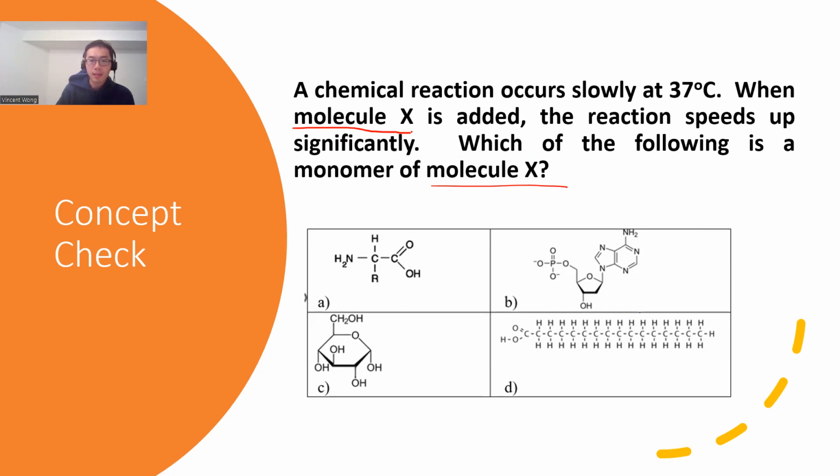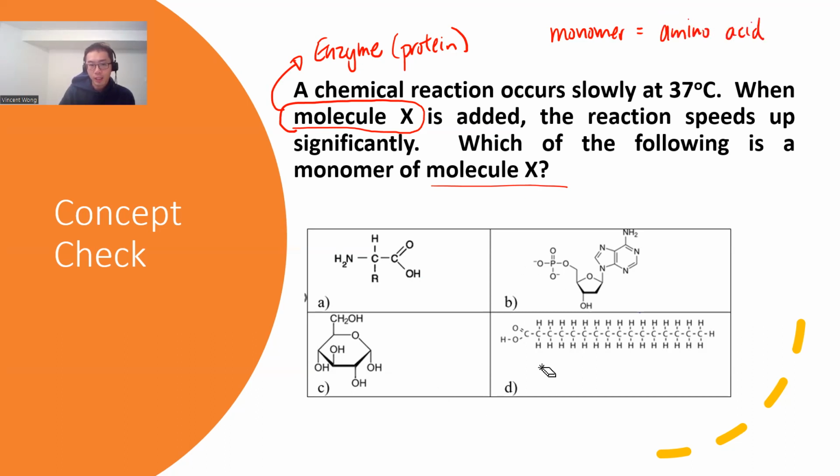So what is molecule X? Does anybody know? What did we learn in this lecture? Something that can be added to speed up a reaction. Sorry, what was it, Fatima? Enzyme. That's right, so this is an enzyme. Very good. Enzymes speed up chemical reactions. And you should also know an enzyme is an example of a protein. So what the question is really asking you is to find the monomer of a protein. So what is the monomer of a protein? Amino acid. That's right, amino acid.